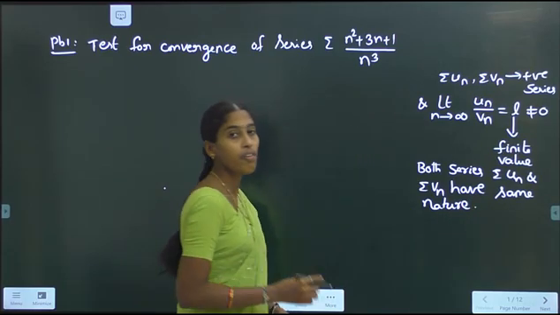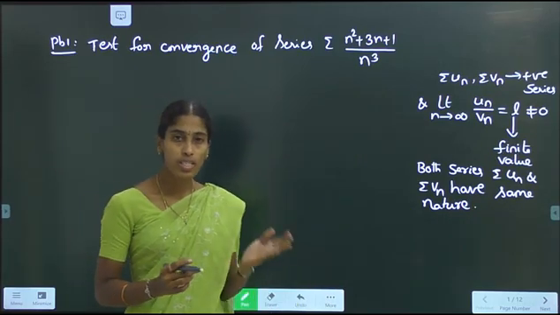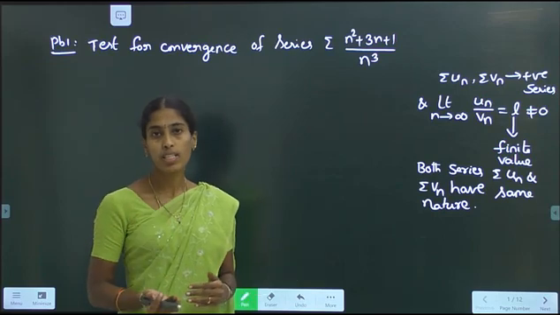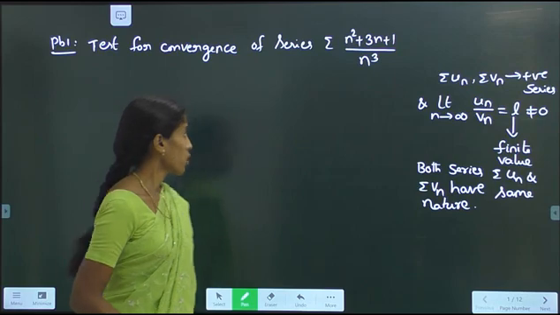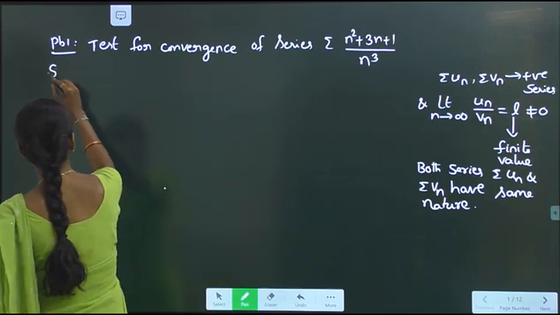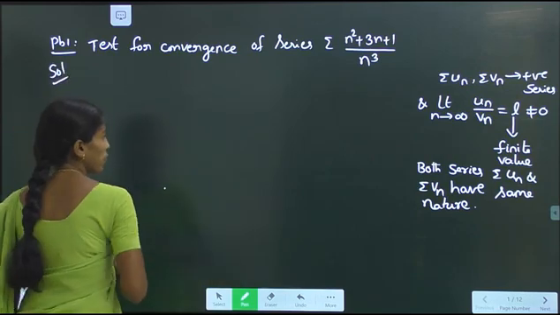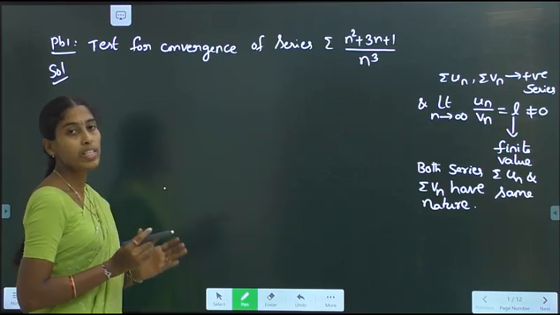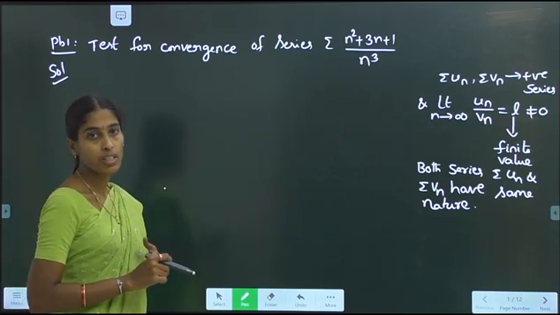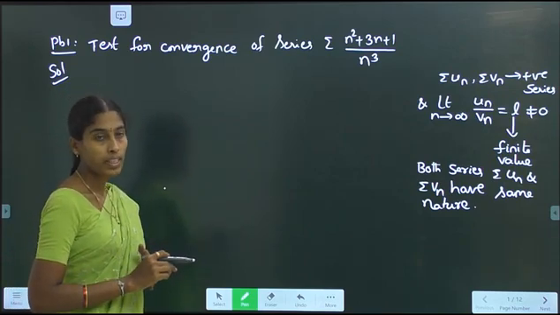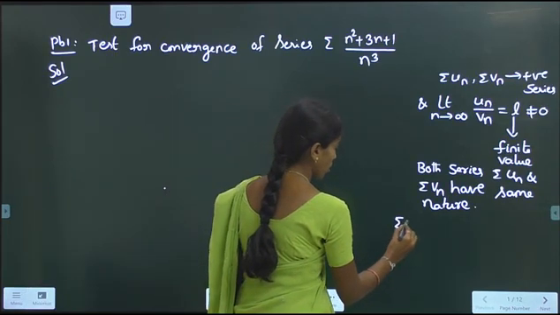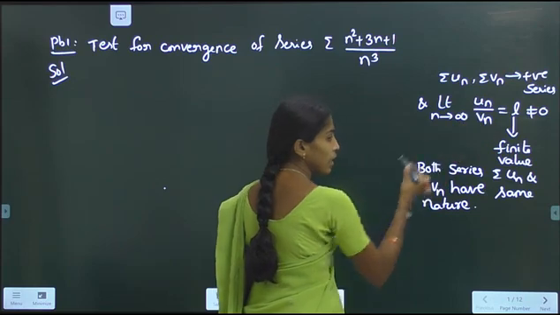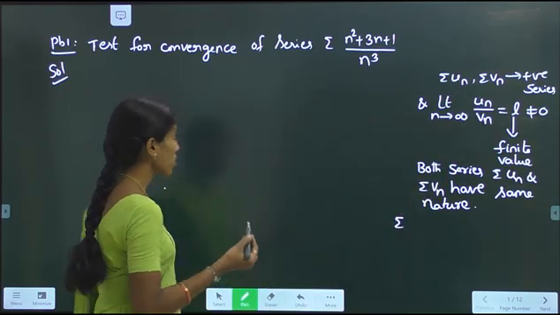What is the meaning of nature? Either both the series are convergent or both the series are divergent, right? Both have the same nature. Now we will see. In the previous class we already discussed this when we discussed the comparison test for limit form, right? So how can we choose this sigma vn? Here we are identifying the nature of the given series.